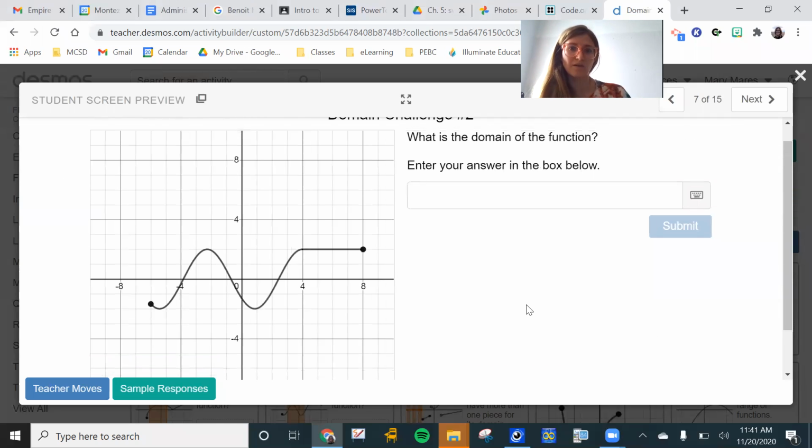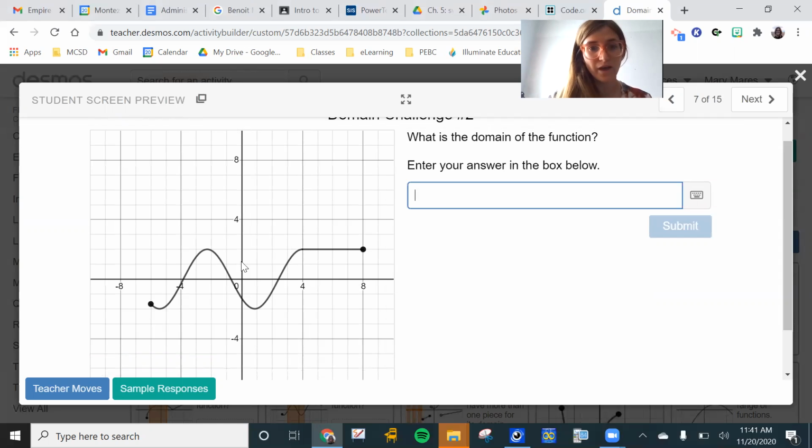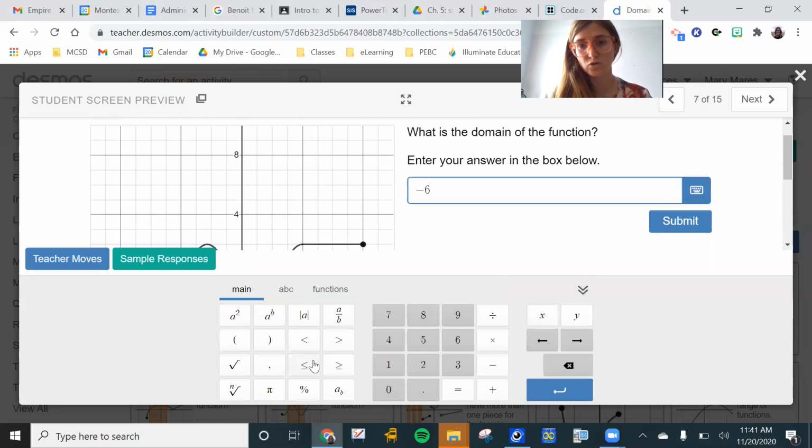What is the domain of this function? So I have two filled in dots on either end. So I know I want to include this 8 and I want to include this negative 6. So the possible values of this function are going to be from negative 6 less than or equal to x, less than or equal to 8.